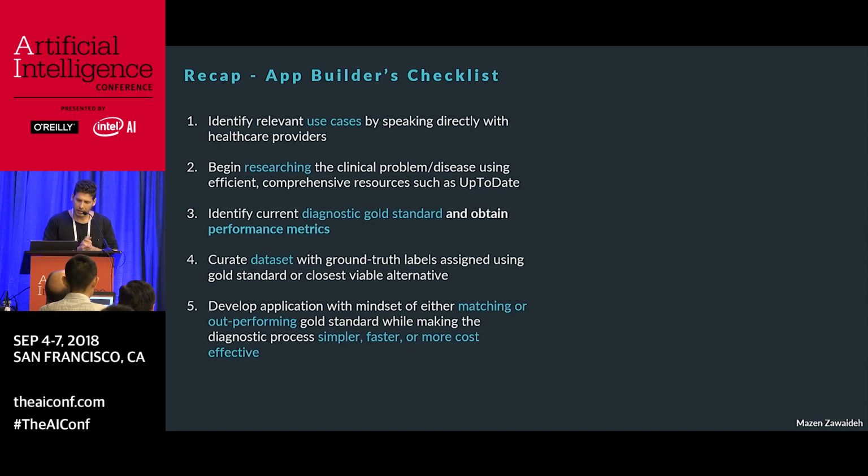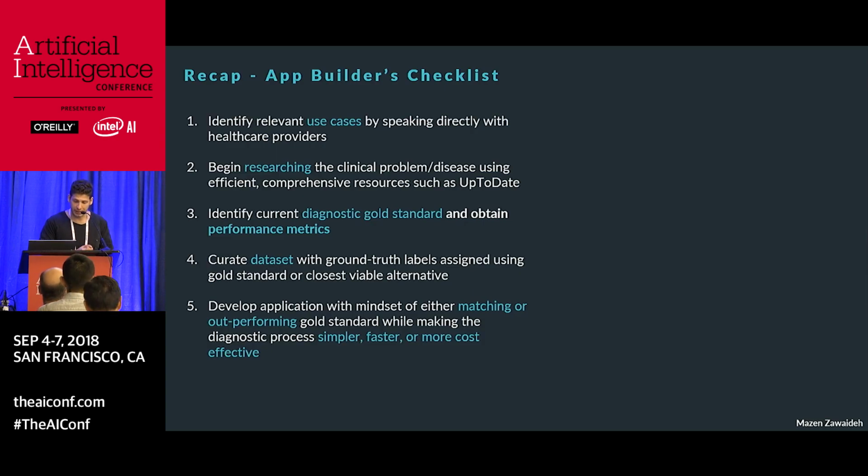So this is the last slide here, App Builder's checklist. Talk to your clinicians, identify relevant use cases, don't operate in a silo. Research the clinical problem using efficient, comprehensive resources such as UpToDate, which is a website where it's relatively easy to get a really good idea about disease states in an easy, single, comprehensive location rather than going and rifling through the literature. Identify the current diagnostic gold standard and obtain those performance metrics and use those as your reference point for when you're building your application.